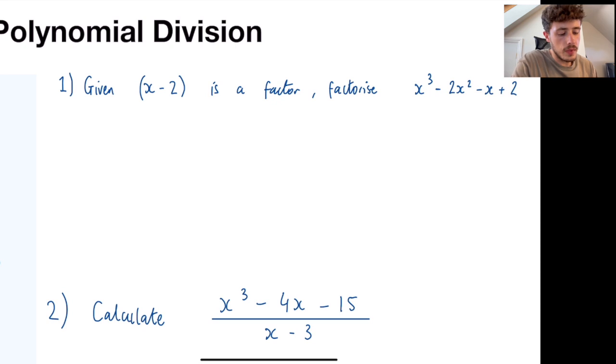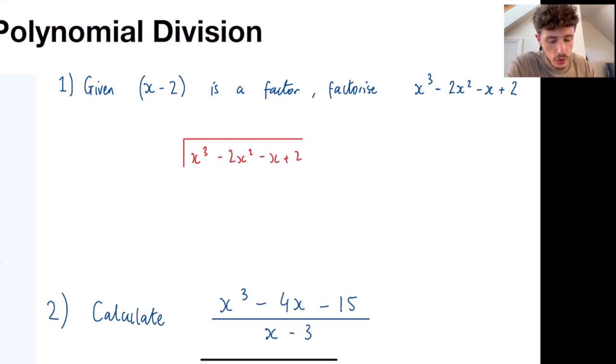So what we want to do is set it up as a bus stop, just like normal division. So we do x cubed minus 2x squared minus x plus 2. We put that under the bus stop and we put an x minus 2 on the outside.